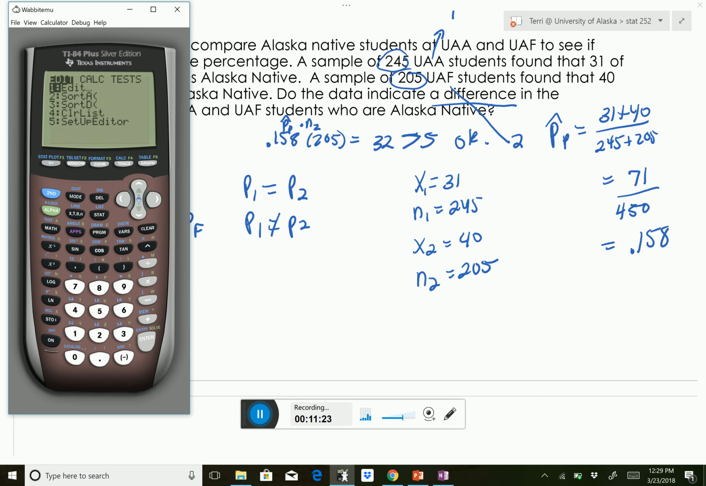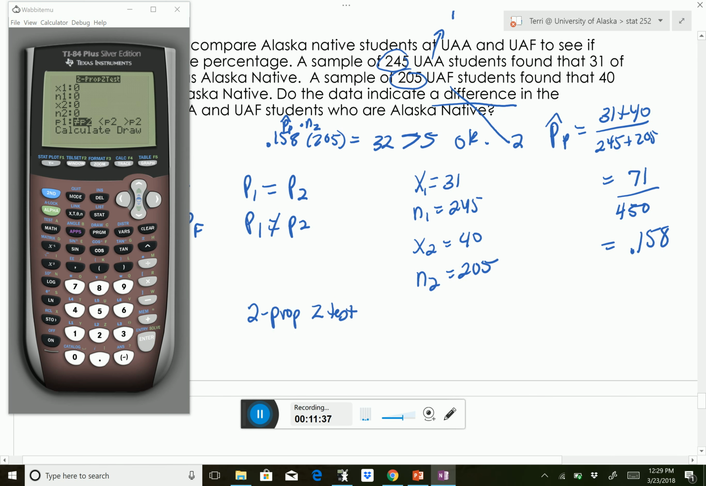So we go stat, tests. We're going to go to a 2-prop z-test, which is number 6. That's why I changed it on the other page. And we're going to fill everything in here. 31, 245, 40, 205, not equal to, calculate.